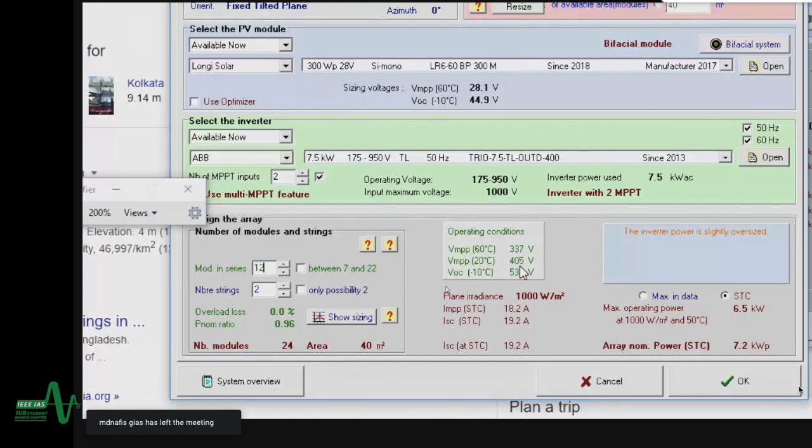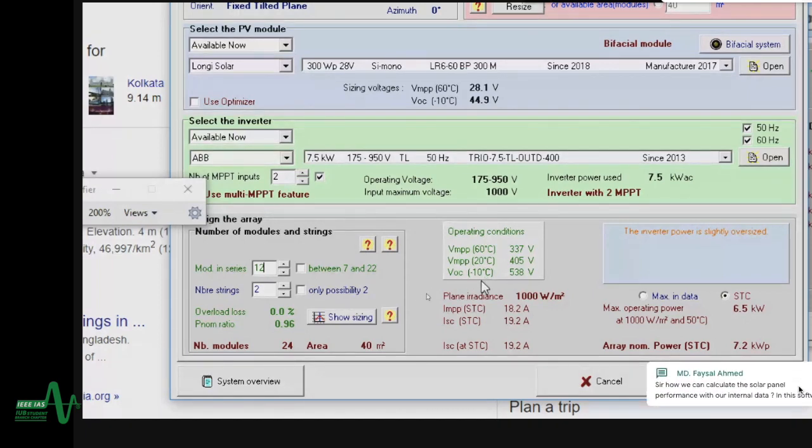So what have we learned? We have learned that whenever the temperature decreases, the output voltage of the solar module increases. So it's also one basic piece of information all have to know. And whenever we are going to design it manually, we have to keep it in mind.